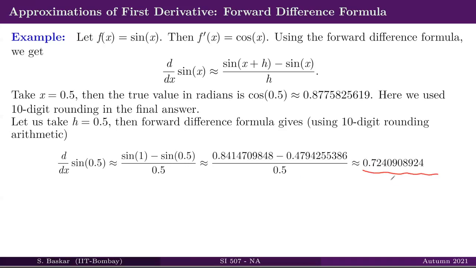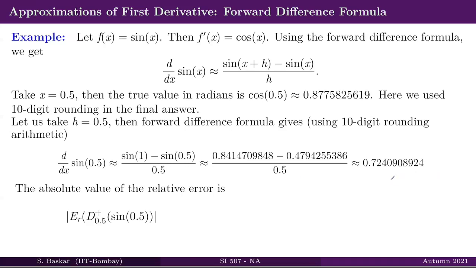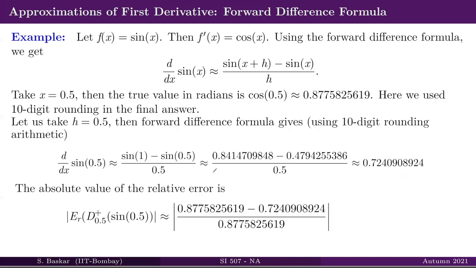And up to 10-digit rounding, you can see the relative error, remember I'm talking not about the mathematical error, which is nothing but the absolute error, but about the absolute relative error, which is true value minus the approximate value divided by true value, and that is coming to be 0.17 roughly. It means you have around 17% error.